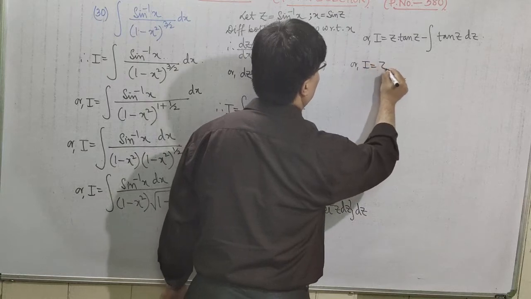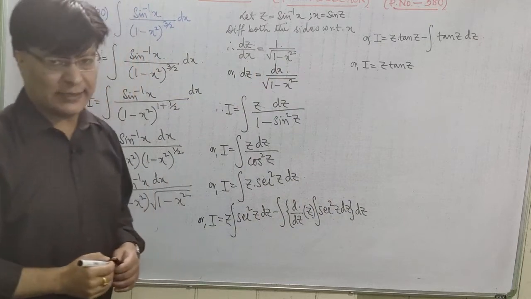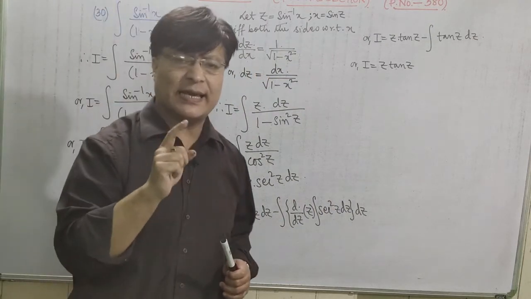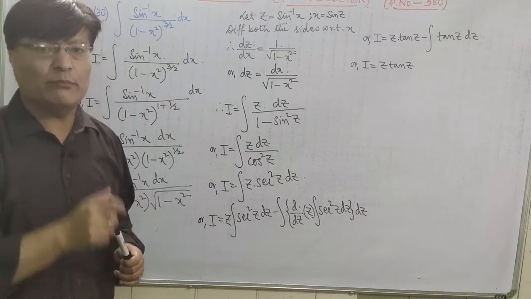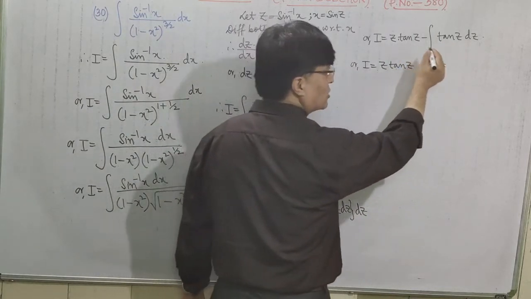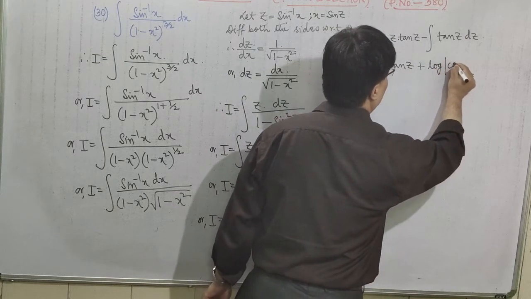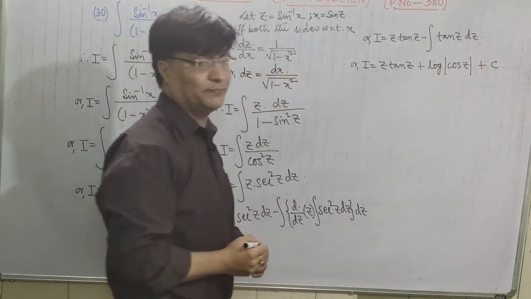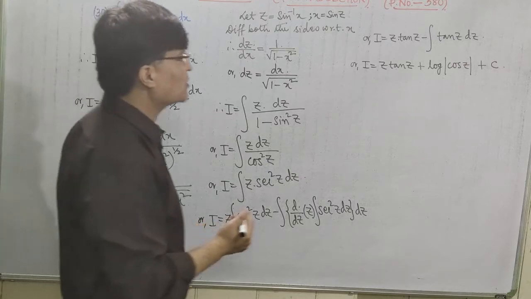Or I is equal to z tan z. Now what is integration of tan z? Either you can write integration of tan z dz as log within mod sec z, or you may write minus log within mod cos z. So let us write here minus log within mod cos z. So minus into minus, plus log within mod cos z, mod sign closed, plus c. Is that clear? But you should write down the answer in terms of x.